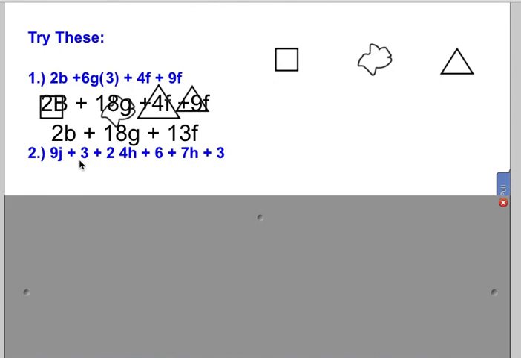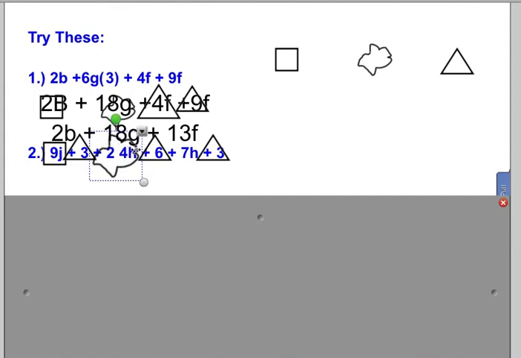Number 2, 9j plus 3 plus 24h plus 6 plus 7h plus 3. So I have a j, I have a constant, and I have an h, which means I need 3 different shapes. So first I'm going to look at all of the j's, and there's only one, so I just need one shape for that. Next I'm going to look at my constants, and so I have a plus 3, I have a plus 6, and I have another plus 3. What's left are my h's, and I have a plus 24h.